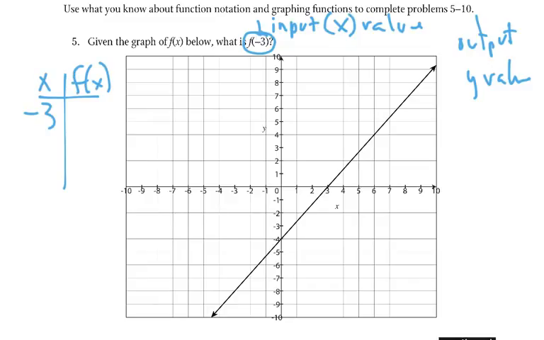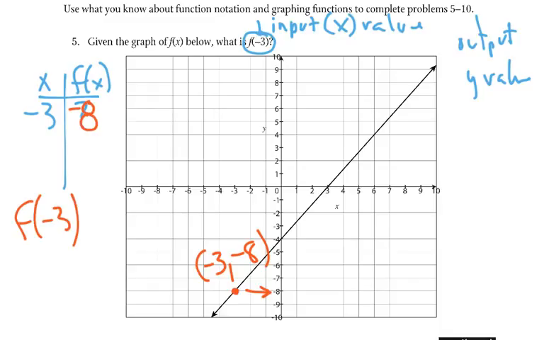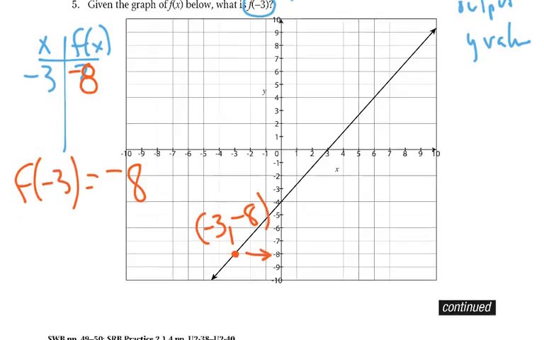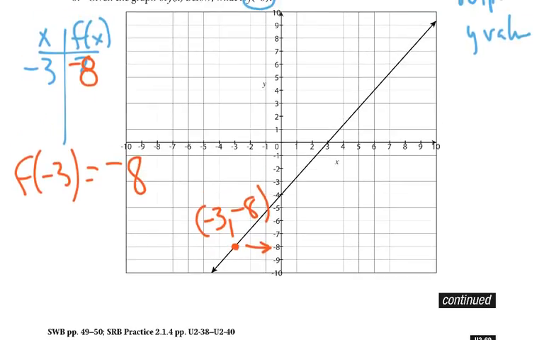So x is negative 3. Well, what does f of x equal? Let's look on our graph. We're looking at negative 3, so go to negative 3. Where's our graph at? Our graph's down here. So this is our point where we have the x value of negative 3. Well, what's the y value? It's negative 8. So what is f of negative 3 according to this graph? It's negative 8. And that's all they wanted you to do on this one.